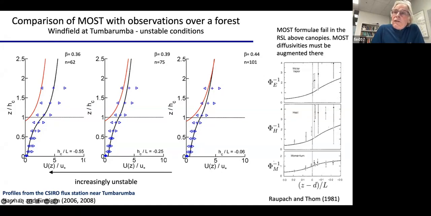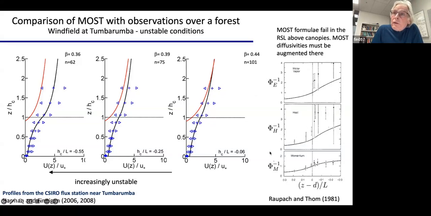But this has been known since the 1970s. This is data from a paper by my old colleagues Michael Raupach and Alistair Thom, sadly both no longer with us. But for the phi functions for heat, the actual observed phi functions which would make the theory work, the sort of differences that you would have to add to the phi's to make them match observations.